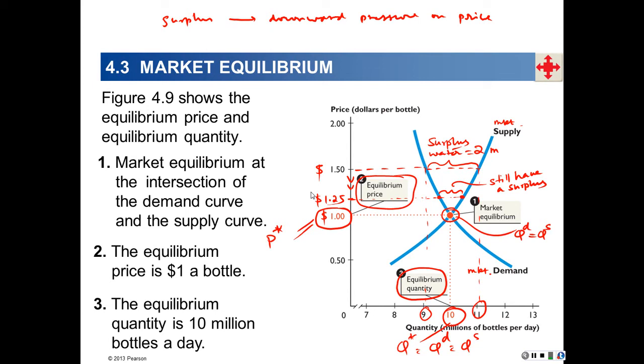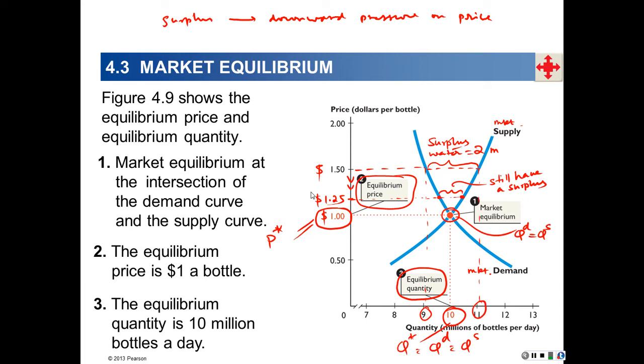So what we've learned here is that when price is initially above its equilibrium value, there is downward pressure on the price. Why? Because there is going to be this surplus, right? And surpluses lead to downward pressure on the price as firms compete with each other for customers, right? And the price then drops, right?